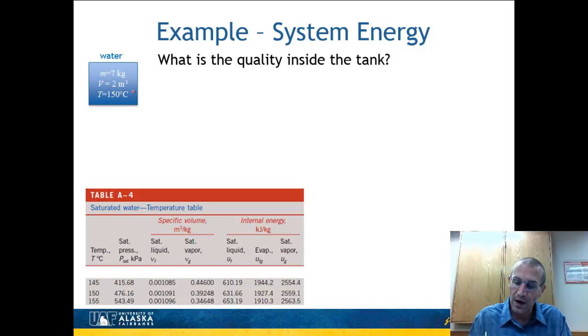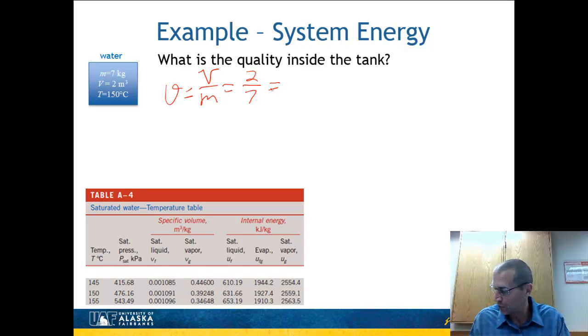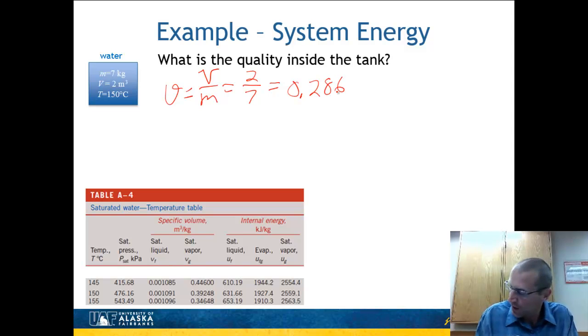So if I go ahead and calculate what the specific volume is, because that's an intensive variable, I'm going to take the total volume divided by the mass. So I'm going to take 2 and divide it by 7, and that's going to give me a value of 0.286. And my units are cubic meters per kilogram, because my volume is cubic meters and mass is in kilograms.